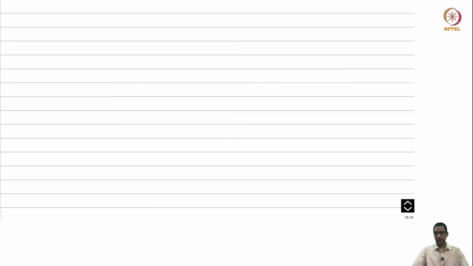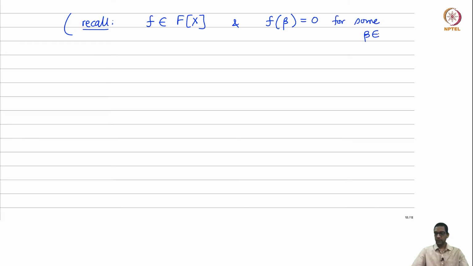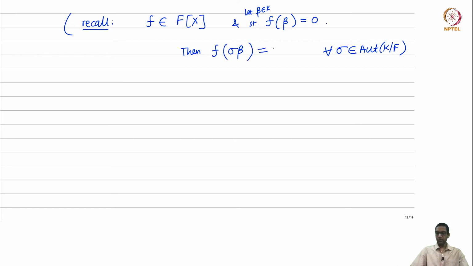Why is this? Again, something that you have seen before. Recall this fact again: if I have a polynomial f with coefficients in F, and let beta be an element of K such that f of beta is 0, then if I look at sigma of beta, where sigma is an automorphism of K over F, then sigma of beta is also a root of the same polynomial. And we proved this.